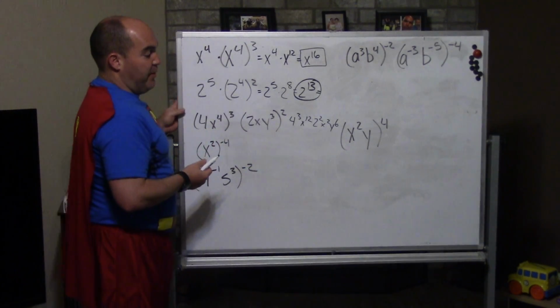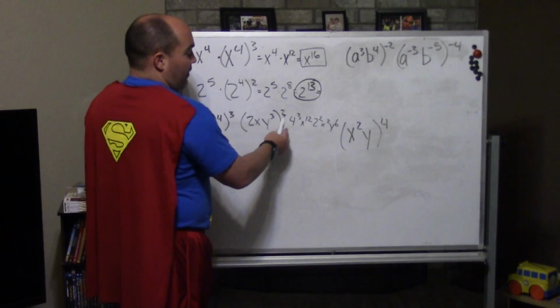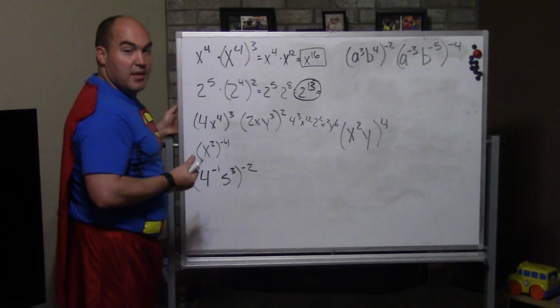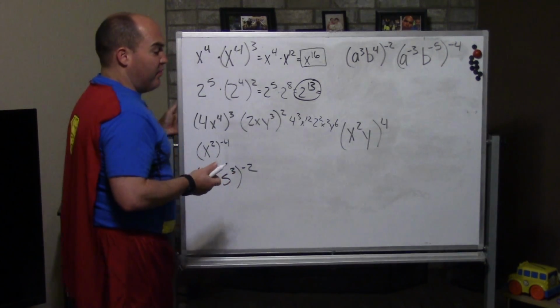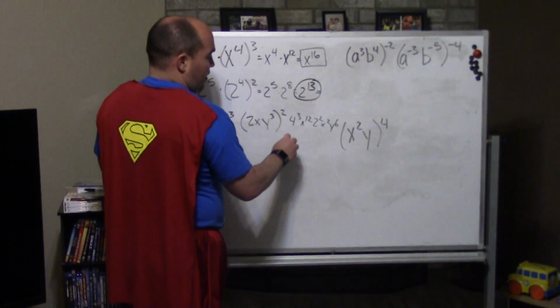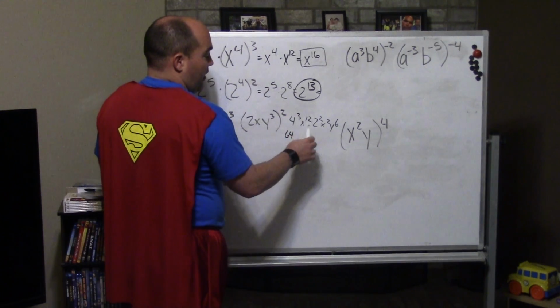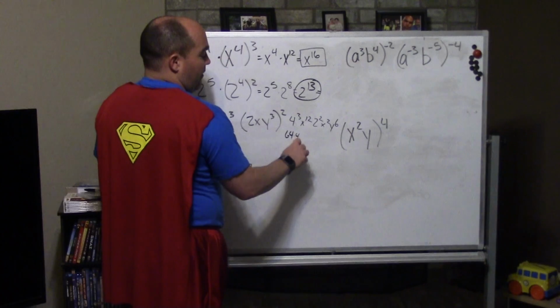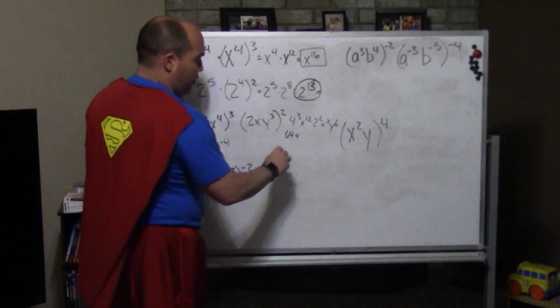So first thing I want to do is I want to figure out what 4 to the third is. So 4 to the third, 4 times 4 would be 16, and then 16 times 4 would be 64. So I've got 64, and then 2 squared over here is 4, so times another 4 would be 256.